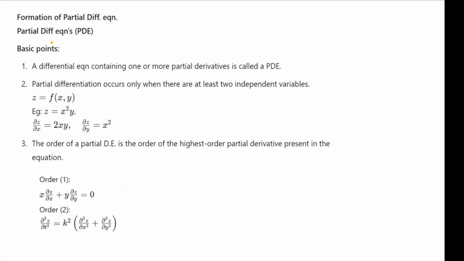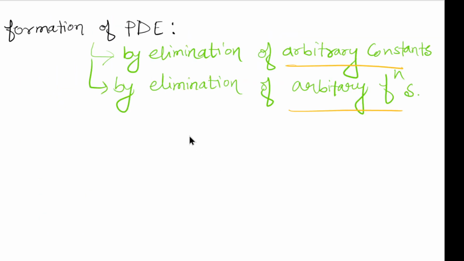So in this class we will learn about the formation of partial differential equations, right? So how we can form a partial differential equation. You can see that I have written that the formation of a partial differential equation can be made via two methods. One is by the elimination of the arbitrary constants present in the equation, and the other is by elimination of the arbitrary functions. How we are going to deal with that, I will discuss in this session, and I will also solve three different problems for you to understand this concept properly as well as to use this in your examination.